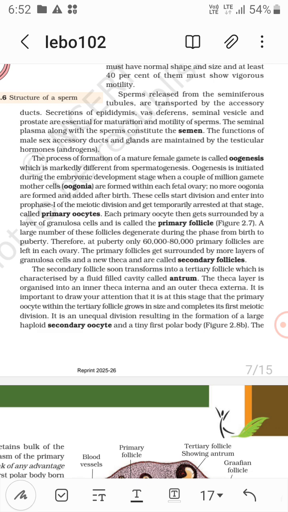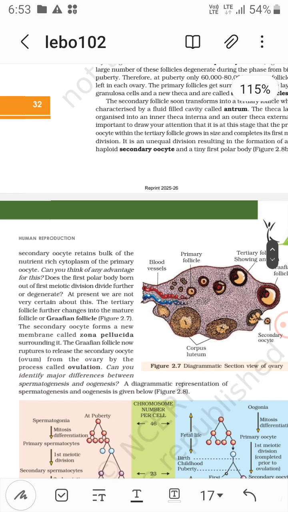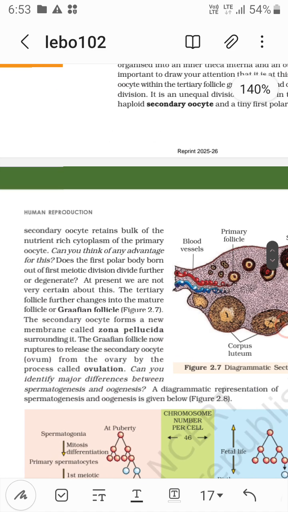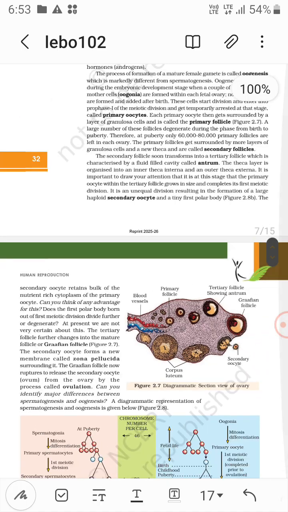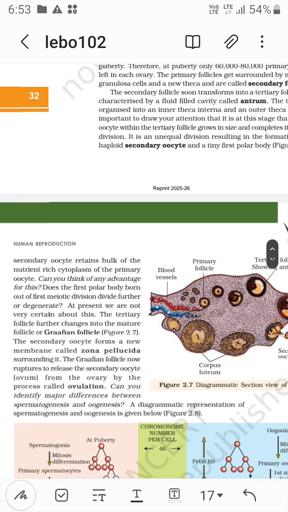Now the primary oocyte within the tertiary follicle grows and completes its first meiotic division. It is an unequal division, unlike in males where it was an equal division. This results in the formation of a large haploid secondary oocyte and a tiny polar body. The secondary oocyte retains the bulk of the nutrient rich cytoplasm of the primary oocyte.